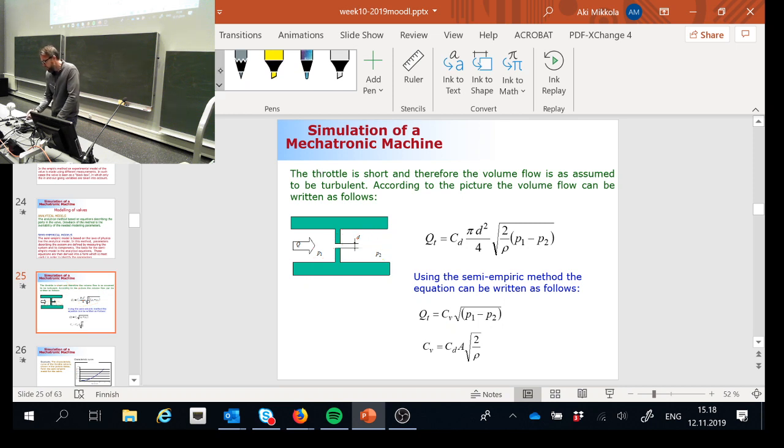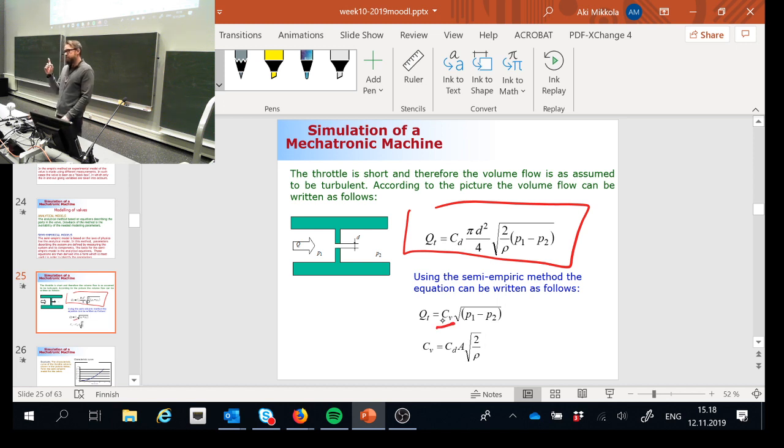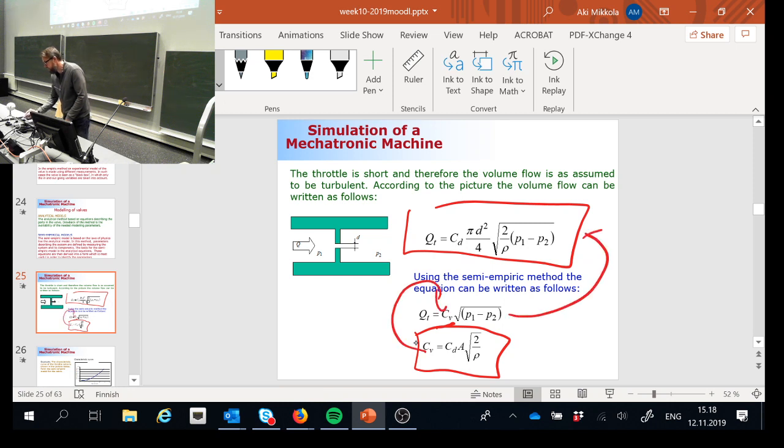Okay, so again, this is the original equation that includes the parameters that are a bit difficult to get. All these parameters will be replaced by one, which is called the semi-empirical parameter, and that includes everything. And if you substitute this one here, you will get exactly the original equation. Why do we do that?